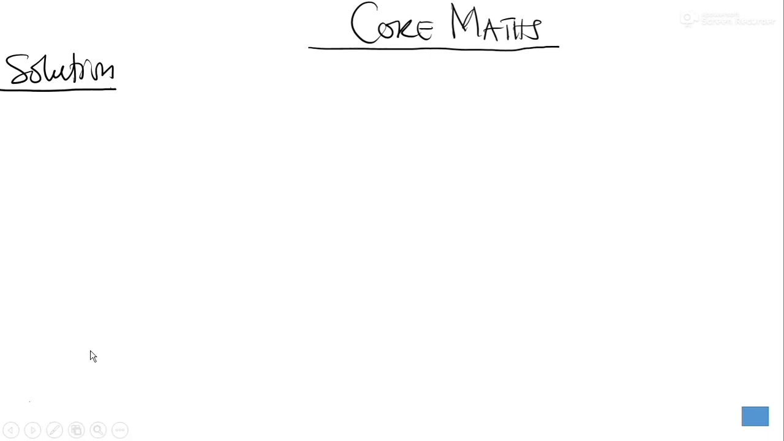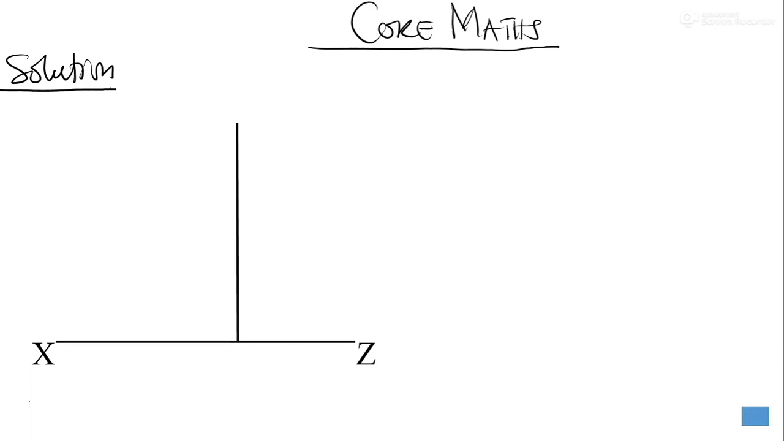Right, so we're told that there are 2 points, X and Z. This is our X, this is our Z. We're also told that they are on opposite sides of a tower, so let's draw our tower. We're also told that the 2 points are on the same level ground as the foot of the tower, and the foot of the tower was labeled as Y.